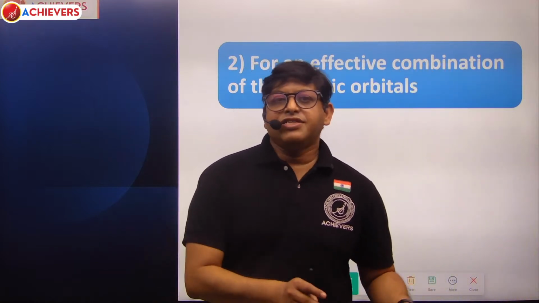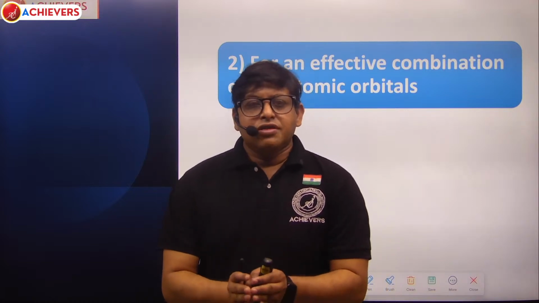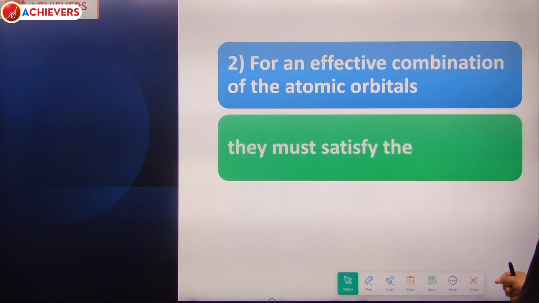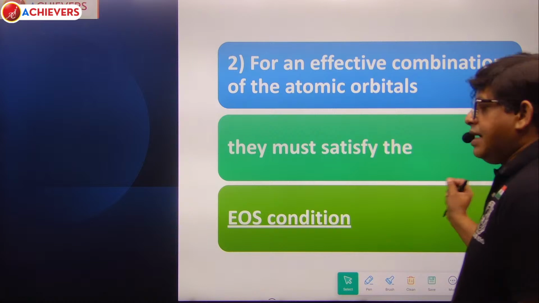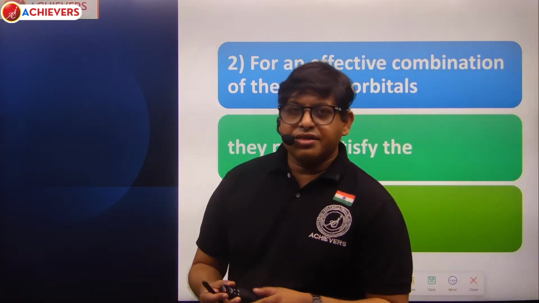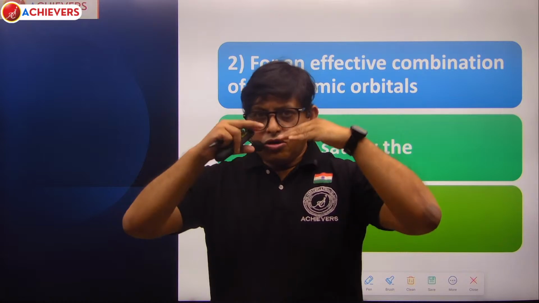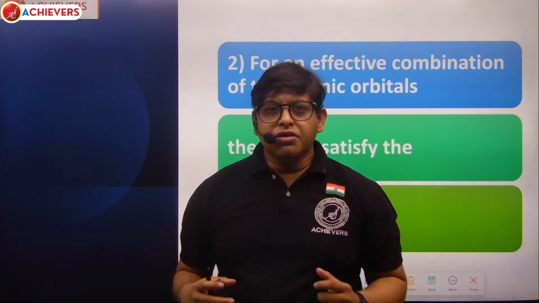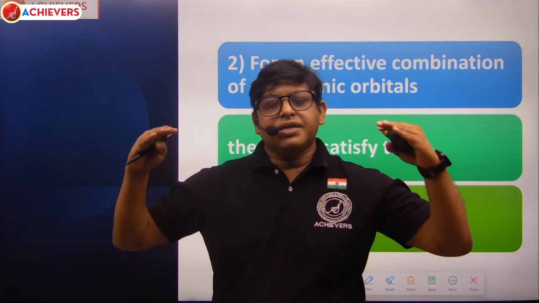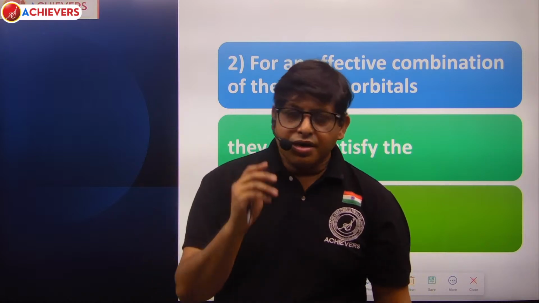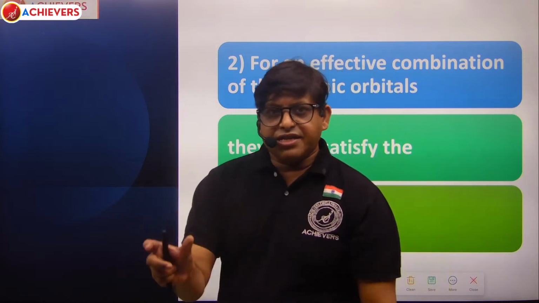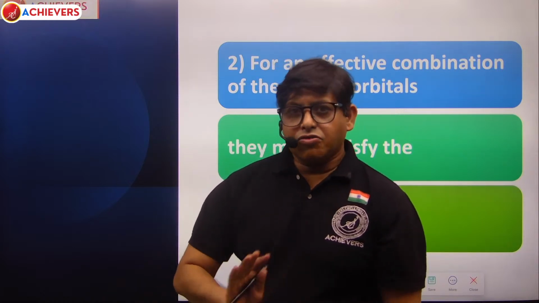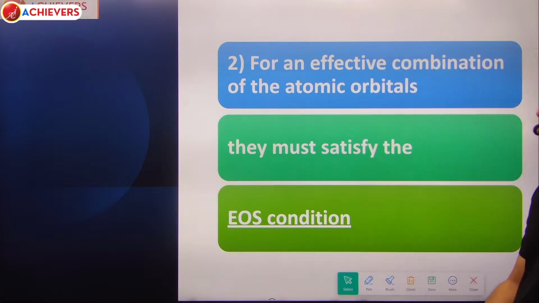For an effective combination of atomic orbitals, it should follow the energy, overlap, symmetry rule, that is the EOS rule. For an effective combination they must satisfy the EOS condition: the energy of the atomic orbitals should be similar or comparable, and overlap should be very good, so the BMO is stabilized. Combining atomic orbitals should also have the same symmetry. If you take X to be the internuclear axis, s, px, py, pz are the allowed combinations as per the symmetry, and I'm talking about s and p only now.